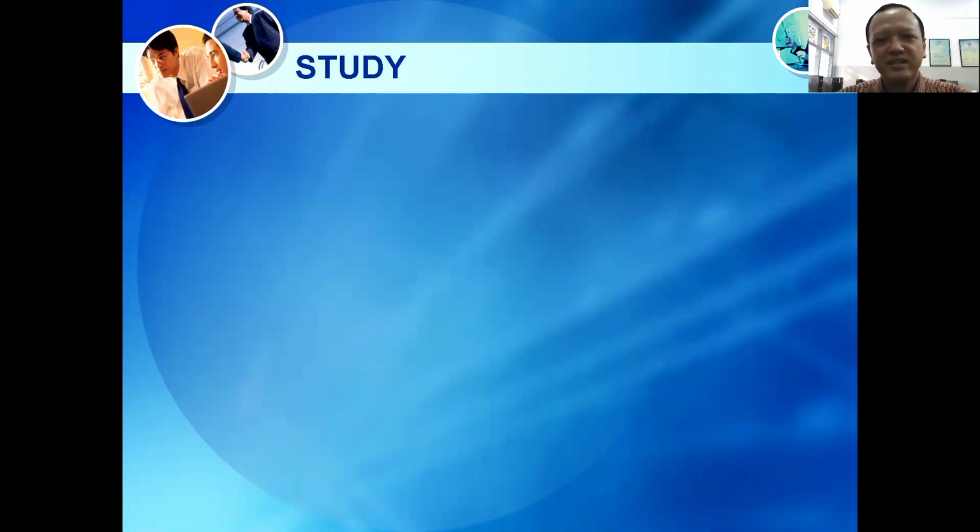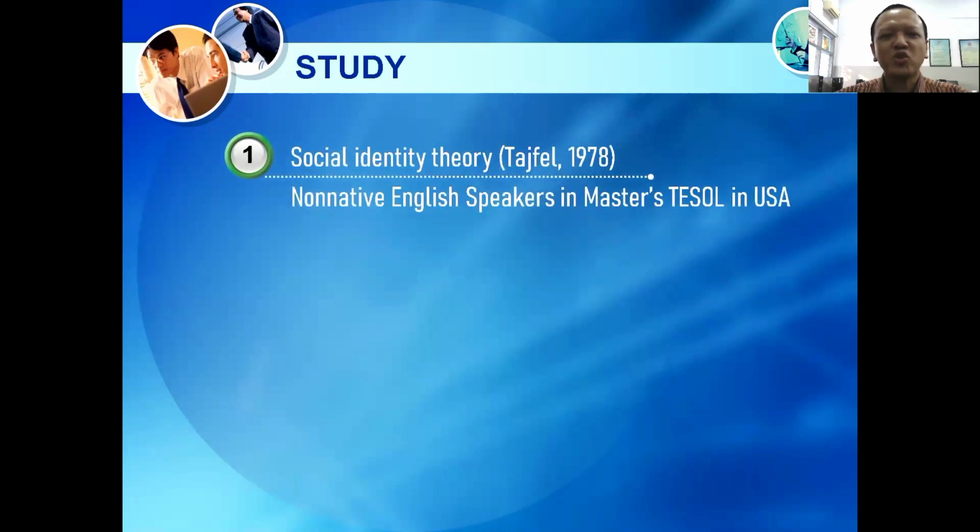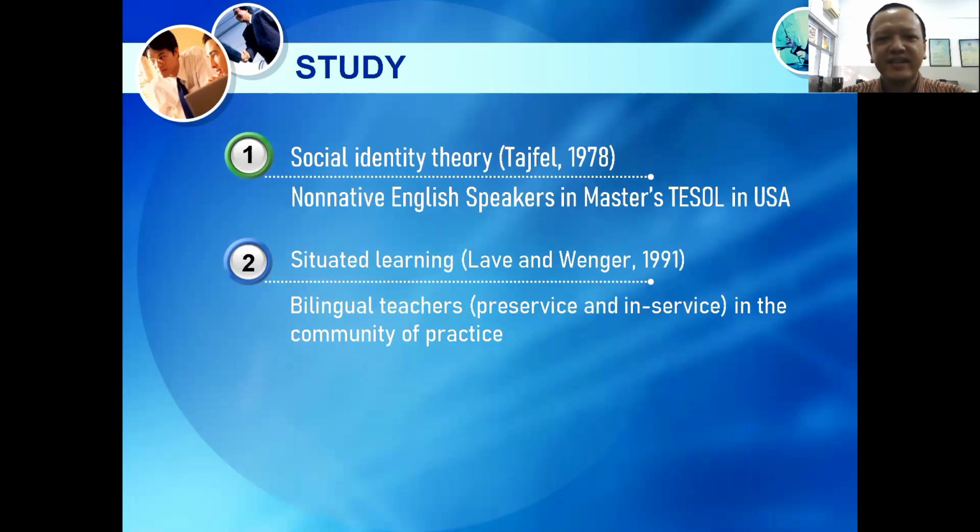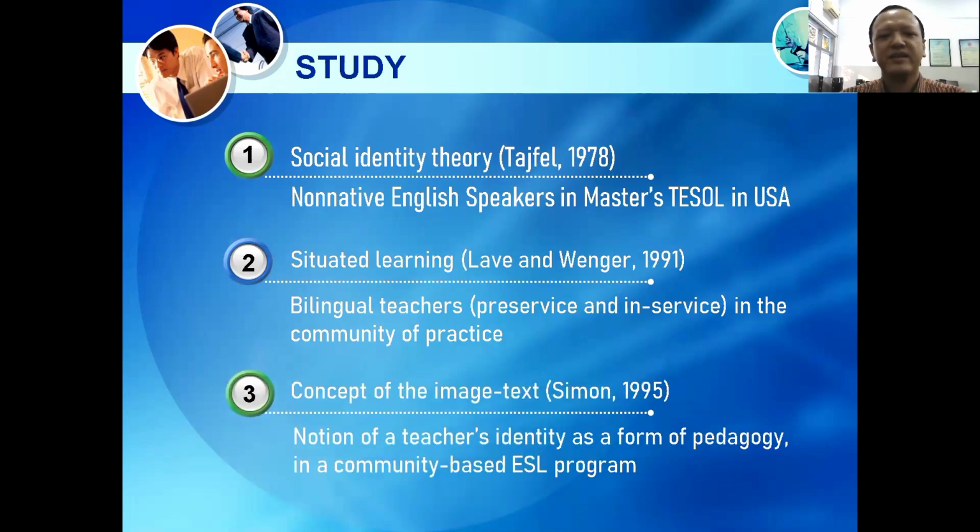Then this article presents some studies. The first study is about social identity theory. It investigated non-native English speakers in Master's TESOL in the USA. TESOL is teacher of English to speakers of other languages. The second study discussed situated learning and investigated bilingual teachers, both pre-service and in-service, in the community of practice. The third study discusses the concept of the image text, and it mainly investigated the form of pedagogy. I will discuss the first and the second theory and the second study.